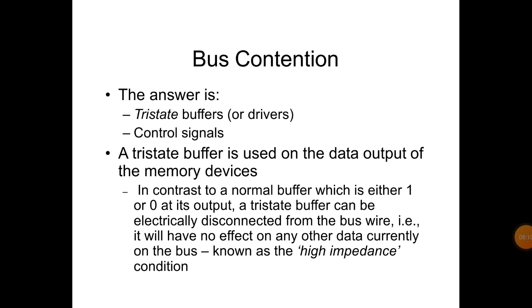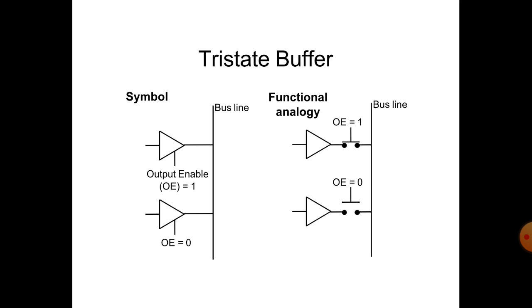So the answer is tri-state buffers or device drivers and control signals. A tri-state buffer is used on the data output of the memory device. In contrast to a normal buffer, which is in either 1 or 0, a tri-state buffer can be electrically disconnected from the bus, so that it will have no effect on any other data currently on the bus, known as a high impedance condition. And this is a tri-state buffer.